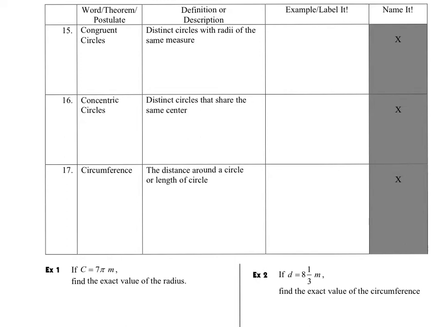Congruent circles and concentric circles both have the same language here of distinct circles. All that's telling us is that the circles have to be different. They have to be different circles. Someone can't just say, hey, I've got this same circle and it's congruent to itself. Congruent and concentric circles, by definition, have to be different.